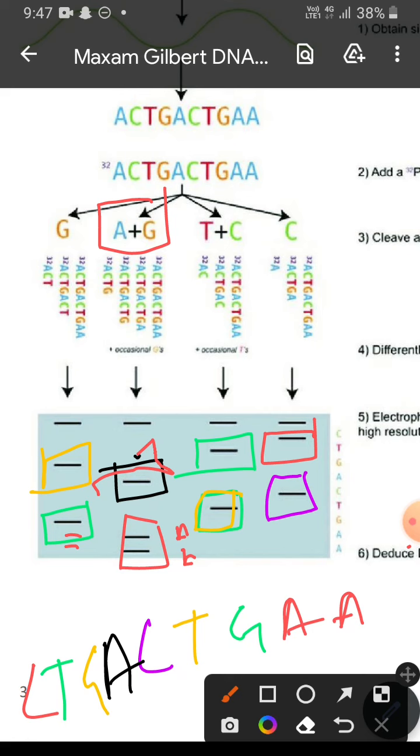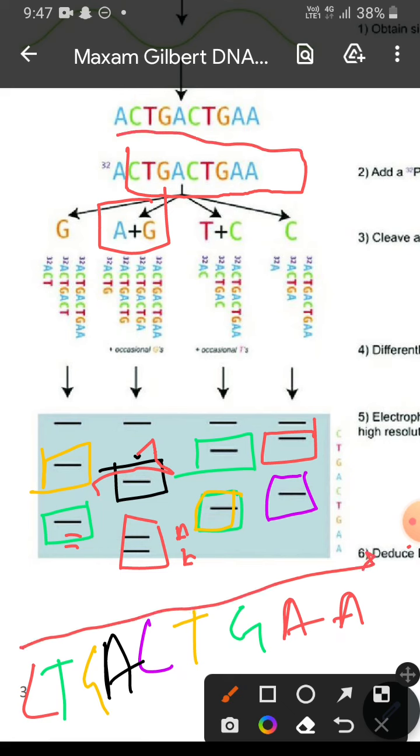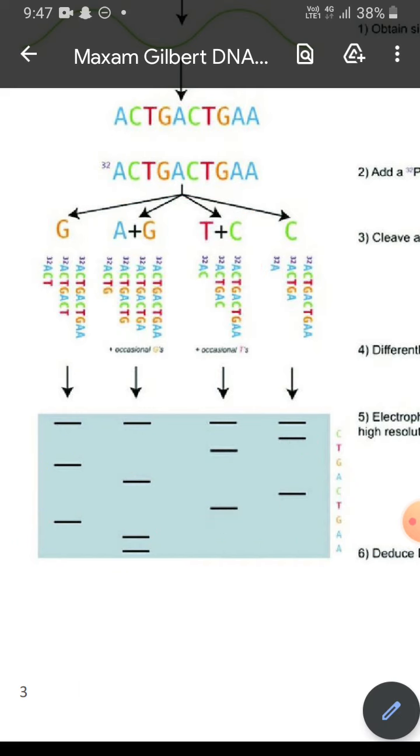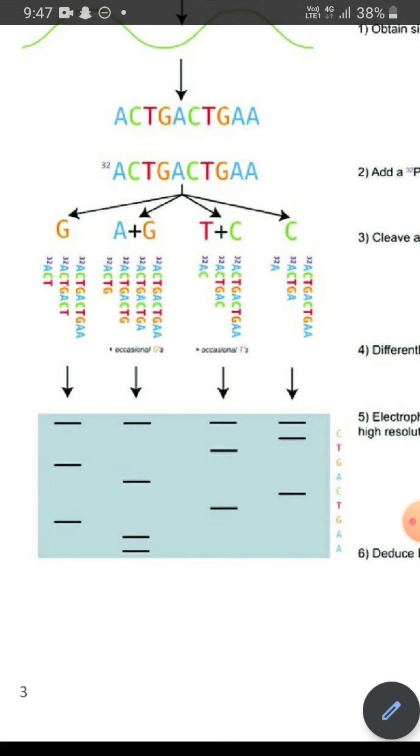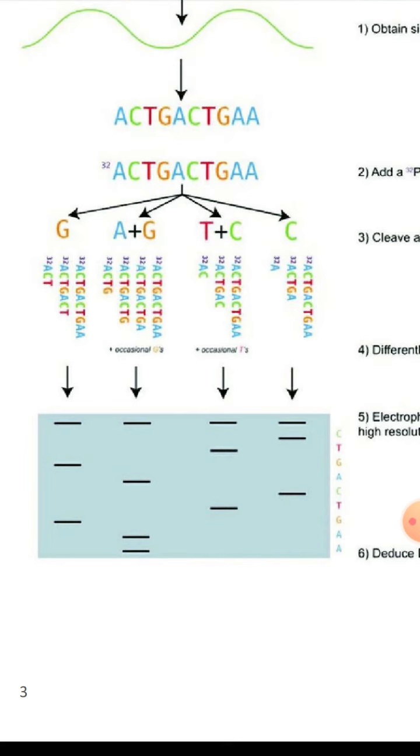So if you match this, C T G A C T G A, is it matched with the sequence that we have derived? Yes, absolutely, right? So that is how the sequencing is done with the help of the Maxam-Gilbert DNA sequencing method, with the help of three chemicals, by simply causing degradation of specific bases.